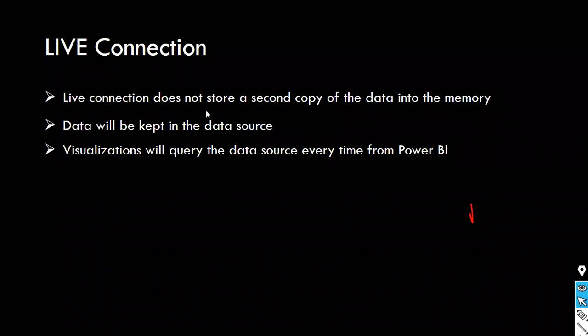Okay, the next one is the live connection. Live connection is also like direct connectivity mode. It does not store a second copy of the data in your local system or in the memory. Data will be left in the source system itself. The visuals will query the data source every time from Power BI. Say you have a column chart or bar chart. Whenever you do a refresh, the data will be read from the live system only.